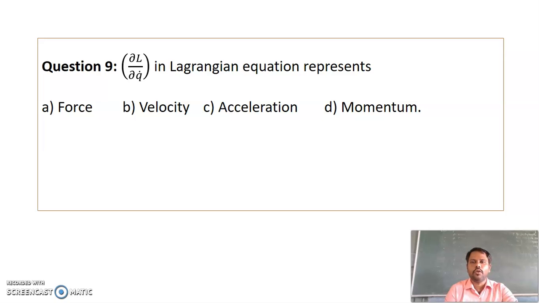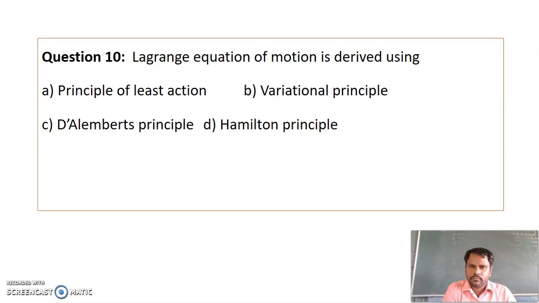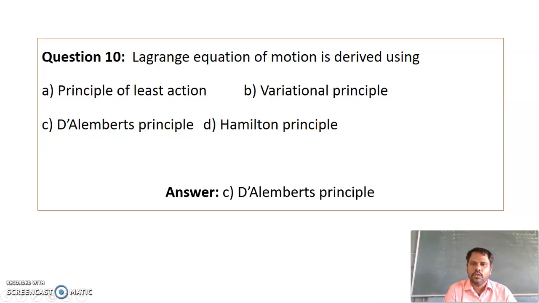Question number 9. Dou L by dou Q dot in Lagrangian equation represents, we know that it is momentum. It is generalized momentum. So the option is D. Question number 10. Lagrangian equation of motion is derived using, we derive this equation using D'Alembert's principle. So the option is C.